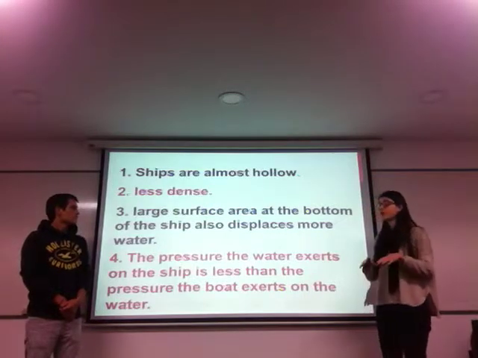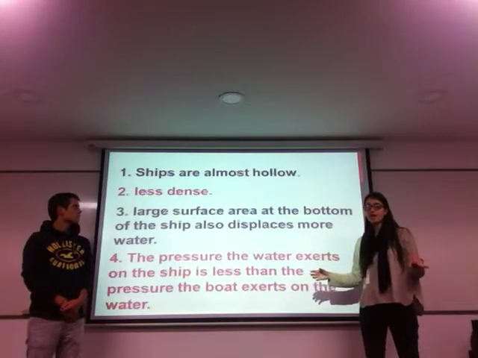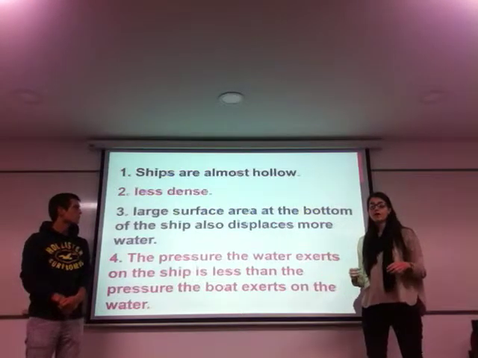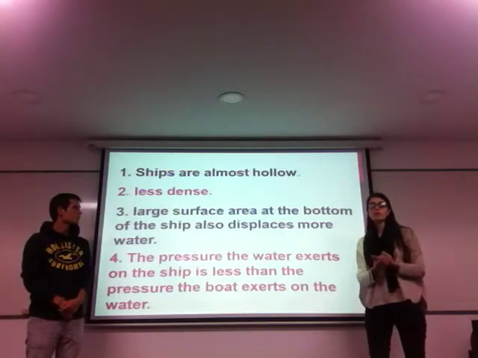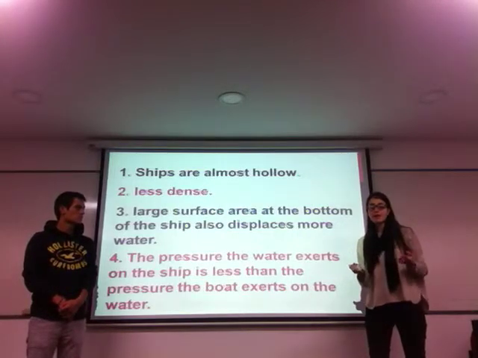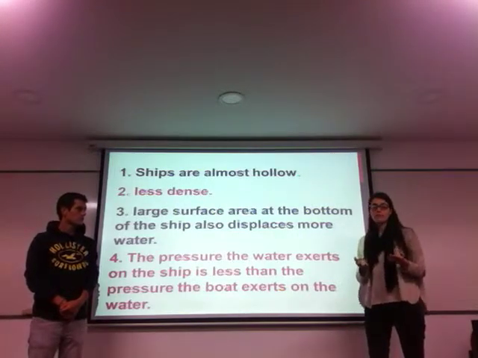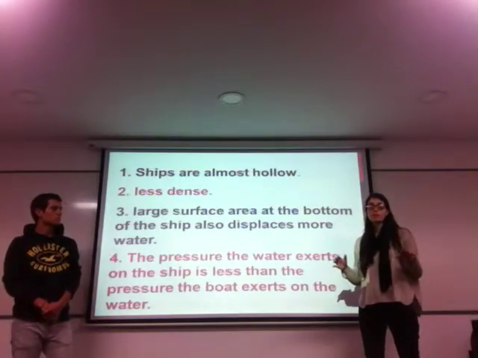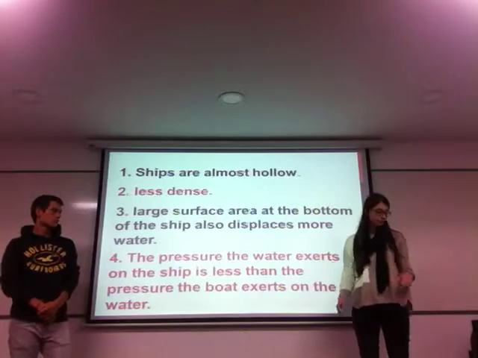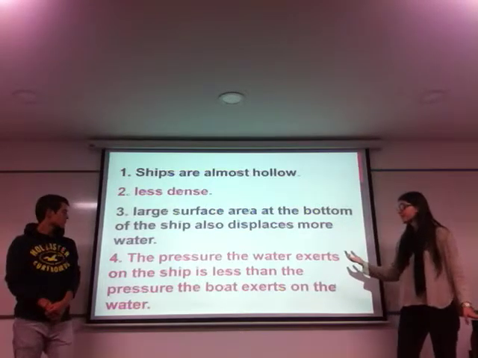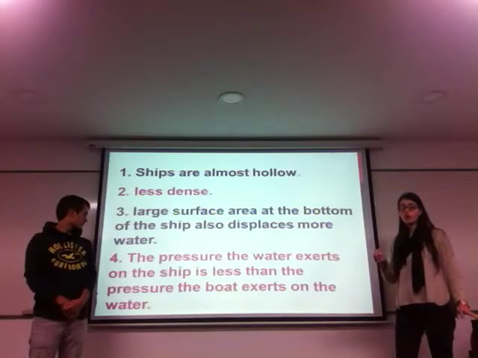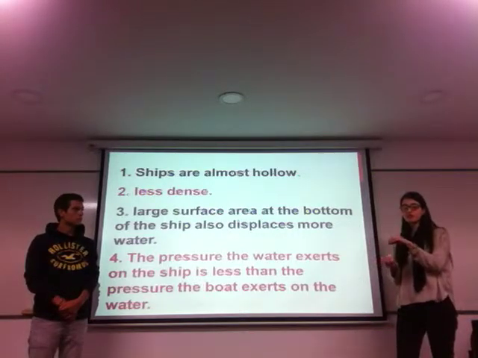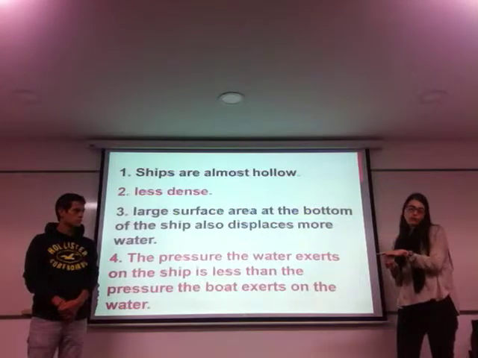The third one is that the large surface that the ships have at the bottom makes a lot of water displaced. And also, if you have noticed, boats have a concave shape that makes them float over the water and makes them move easily. If they had another shape, maybe they couldn't float. And the fourth one is that the pressure that the water exerts over the ship is less than the pressure that the boat exerts over the water.